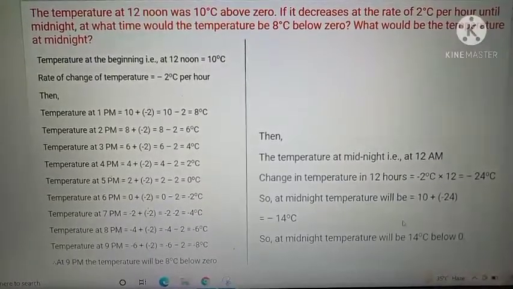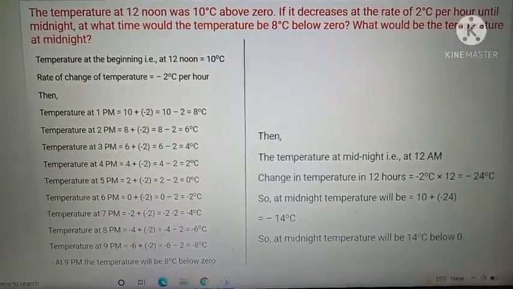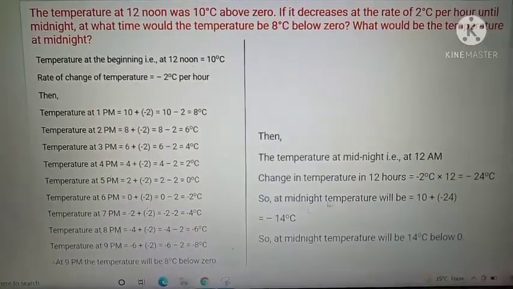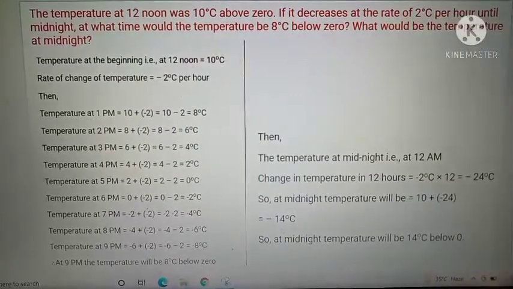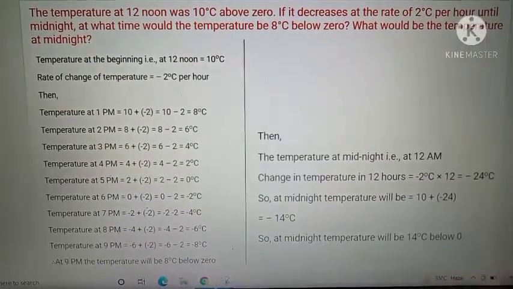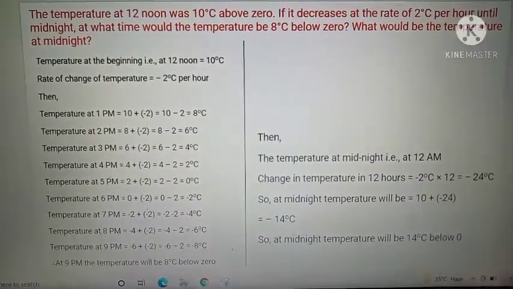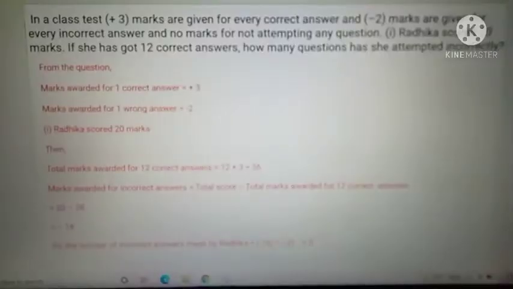And this we already discussed before. What is the temperature at midnight? We got the answer previously, that is minus 14 degrees Celsius. Okay children, now let's move on to our next question.